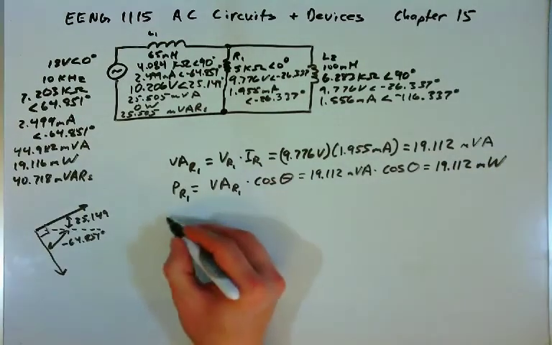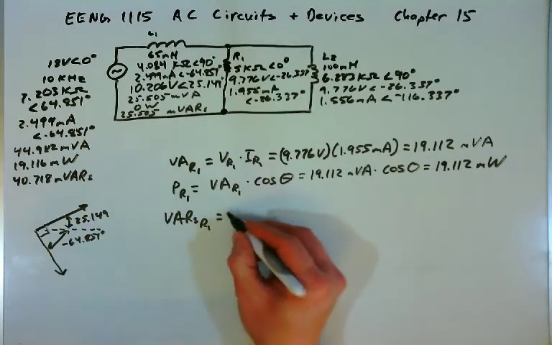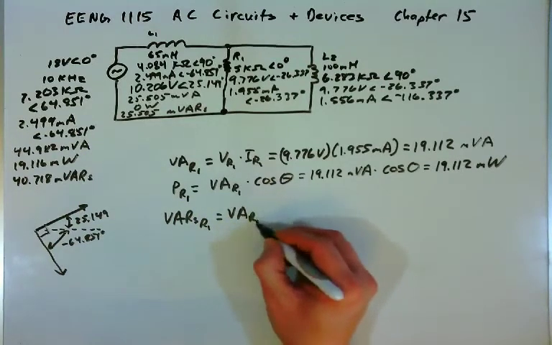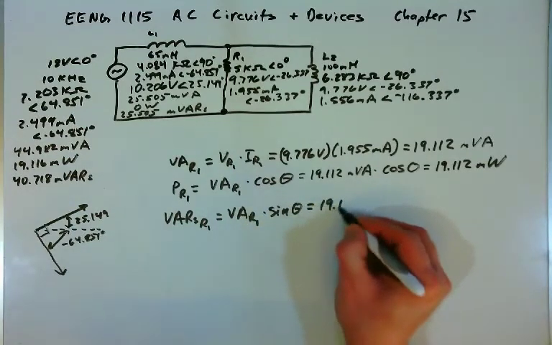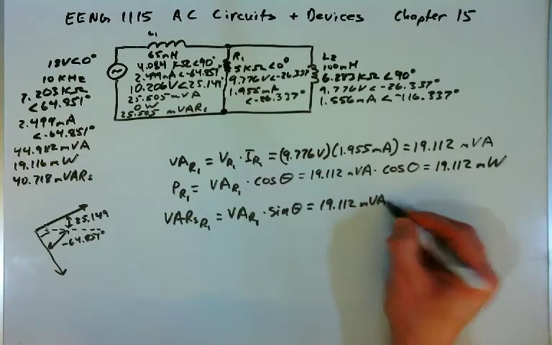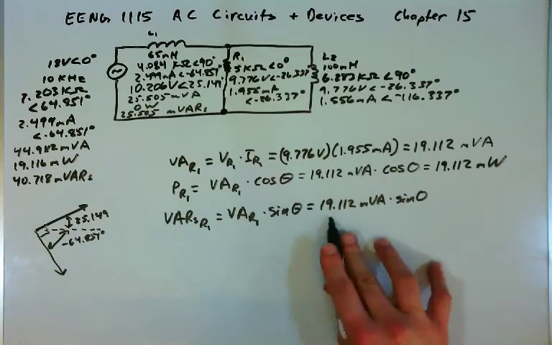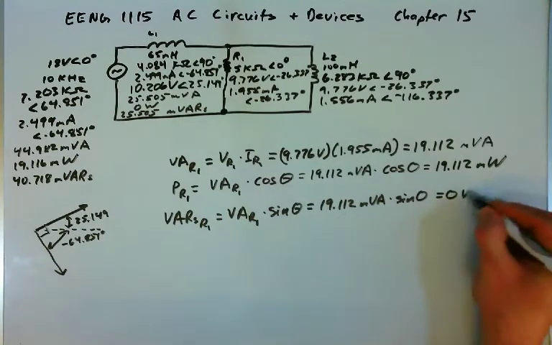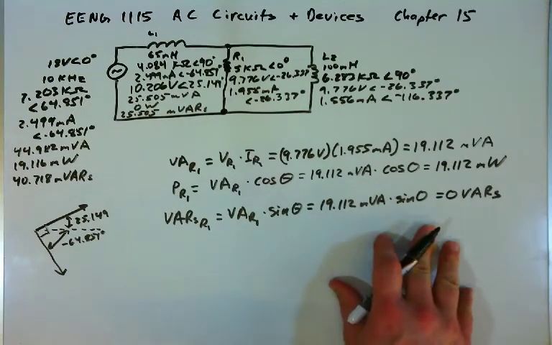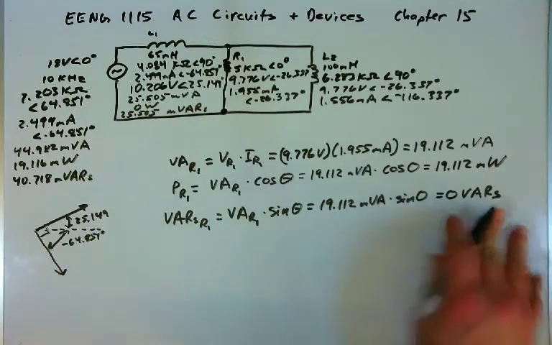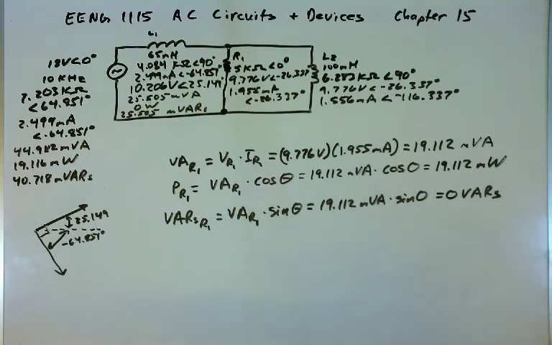That would be milliwatts. Now we can find the volt amps reactive of R1, which would be the volt amps for R1 times the sine of the angle between the voltage and the current, which would be 19.112 millivolt amps times the sine of 0. The sine of 0 is 0, and so 0 times 19.112 is 0 vars. So the resistor is not a reactive component. It has no volt amps reactive. It has all power in watts, no volt amps reactive.